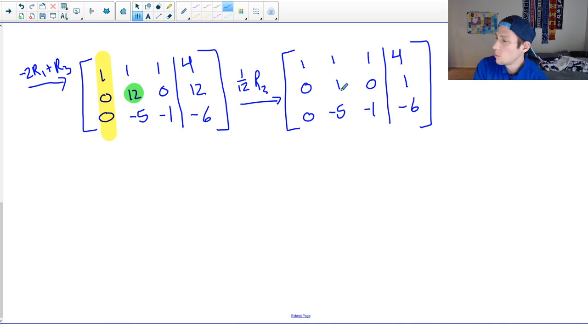Okay, so I have that 1 there just like I wanted. Now I want to clear what's below the 1. So I want that negative 5 to be a 0. So I ask myself, what do I add to negative 5 to make 0? Positive 5. So we'll do positive 5 times row 2 plus row 3.